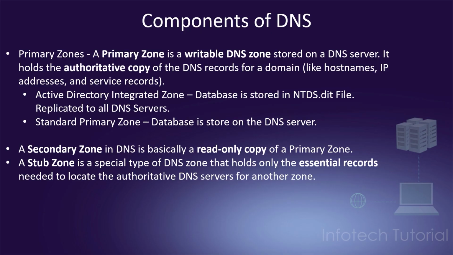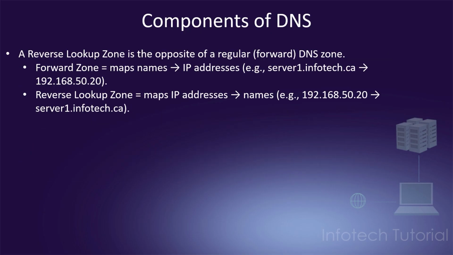Then we have the standard primary zone, and the database for this is stored on the DNS server. Then we have the secondary zone, and the secondary zone in DNS is basically a read-only copy of a primary zone. Then we have a stub zone, which is a special type of DNS zone that holds only the essential records needed to locate the authoritative DNS server for another zone. Then we have the reverse lookup zone, which is the opposite of a regular forward lookup zone. So a forward lookup zone will map names like DC01 to an IP address, and a reverse lookup zone will map IP addresses to names.